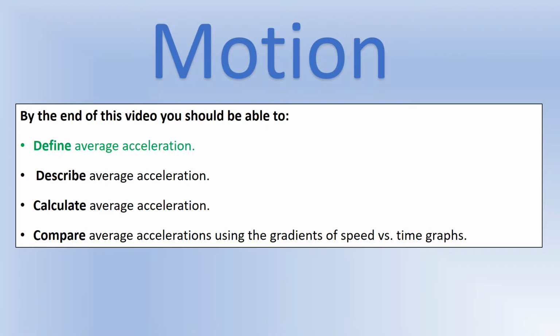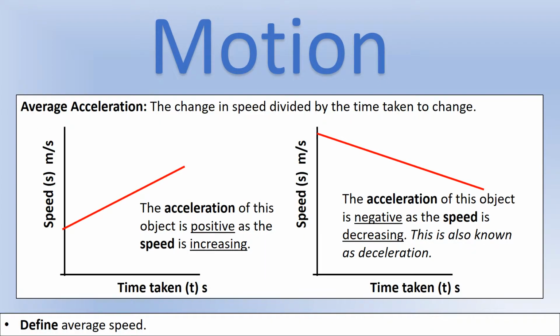So let's look at different types of acceleration. On the left, you can see a graph with a positive gradient because it's sloped upwards. We would describe this as having positive acceleration because the speed is increasing. On the right hand side, you can see a graph with a negative gradient because it's sloping down. So we would say the acceleration of this object is negative because the speed is decreasing. And sometimes you might see that called deceleration. So those are the two different types.